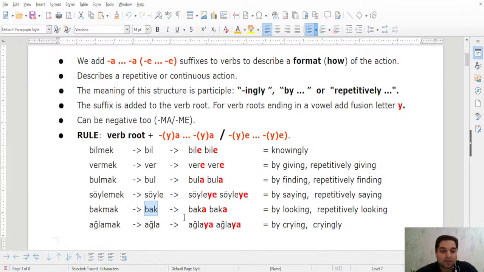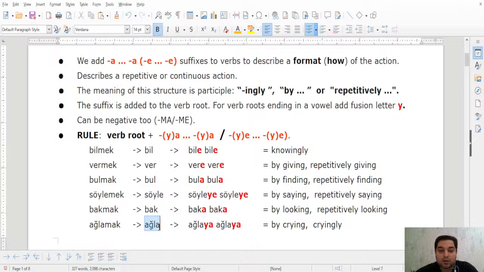Bakmak, bak is the root, baka baka. Okay, baka baka, by looking, repetitive looking, or lookingly, if it's possible to say. And ağlamak, to cry. Ağla is the root, ends in a hard vowel a. Therefore you add the fusion letter ye in between again. It becomes ağlaya ağlaya. Okay.